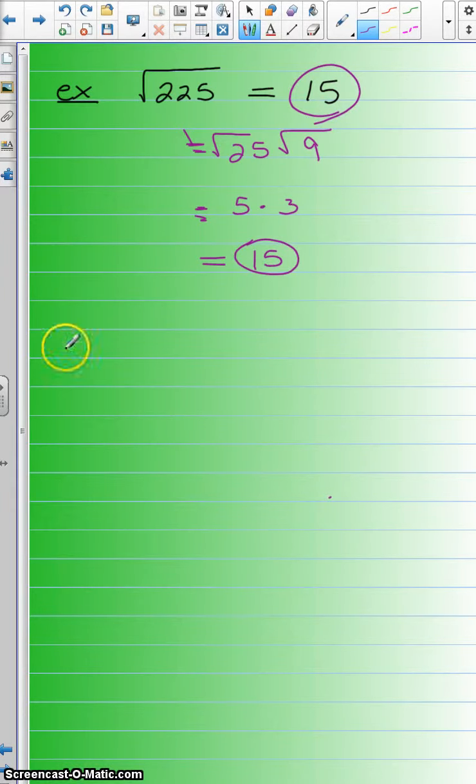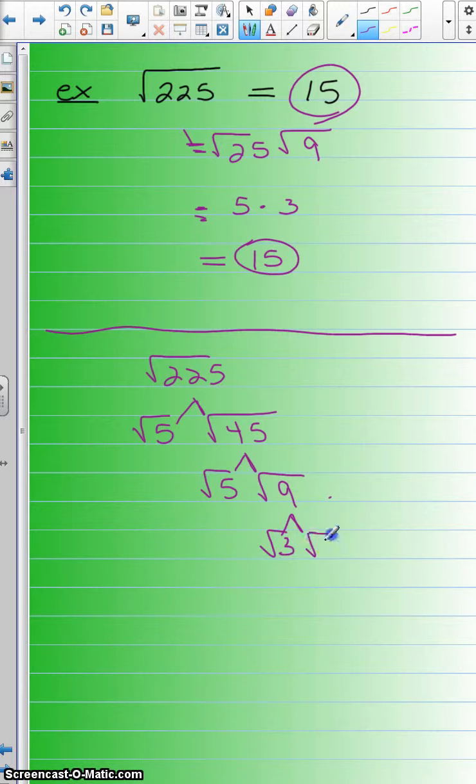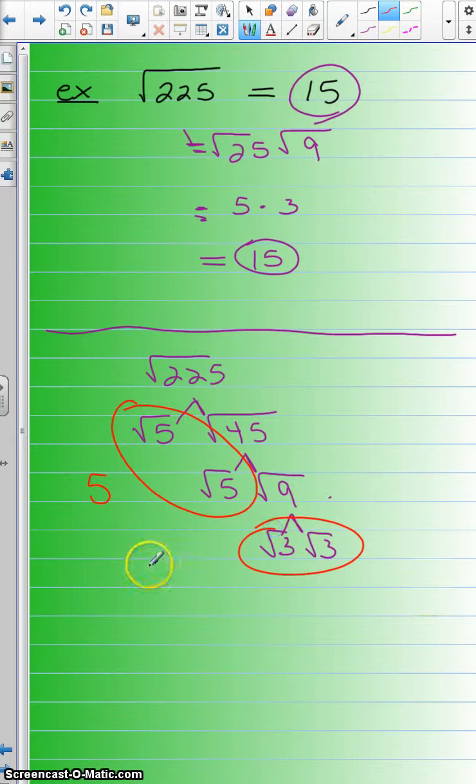Now if we look at the other method with prime factoring, the square root of 225, the first factor I would probably put in is the square root of 5. And the square root of 5 is going to go in there, let's see, that's 45 times. The square root of 45, I would probably put in another square root of 5 and 9. And the square root of 9 is made from the square root of 3 times the square root of 3. My repeats are a 5, so square root of 5 times square root of 5 is 5. The square roots of 3 are repeats, so I end up with 5 times 3, which is 15.